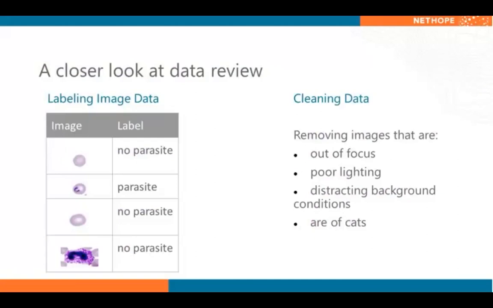Thanks. So a closer look at data review. This is spending a little more time thinking about what we mean by data review. When we're talking about supervised learning, how are we going to label our image data? Here we would imagine that we would go through each cell and identify whether there's a parasite present or not present on that image. We would also want to clean the data and make sure that what we're dealing with is actually good samples that are the right kinds of things to train the model without introducing all sorts of noise. Next slide.